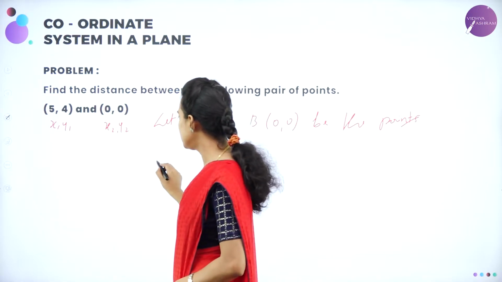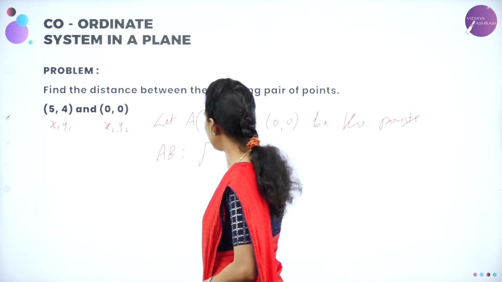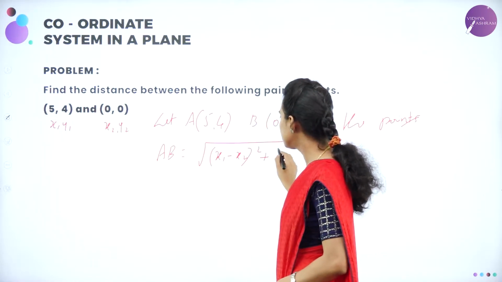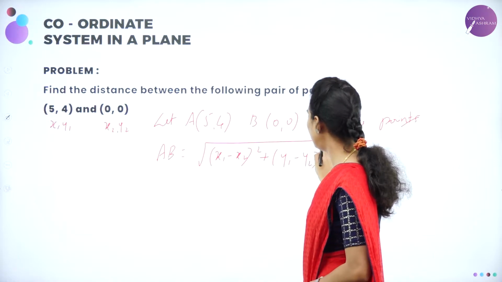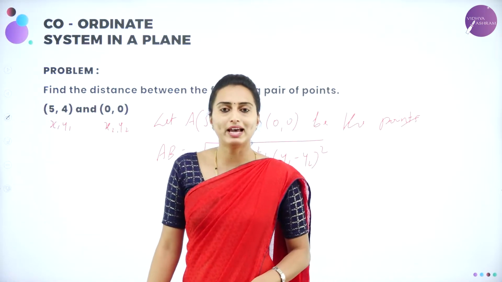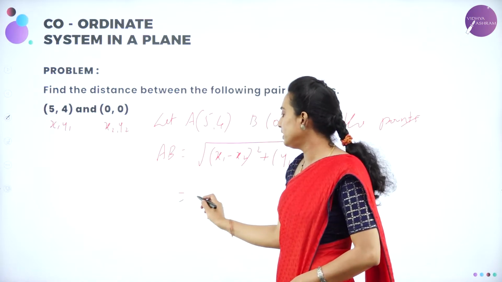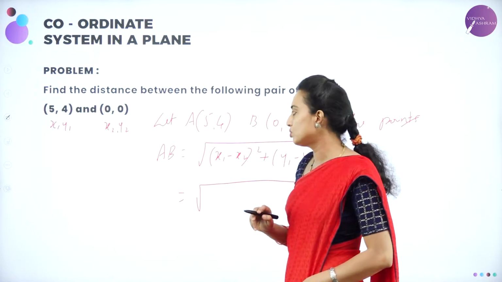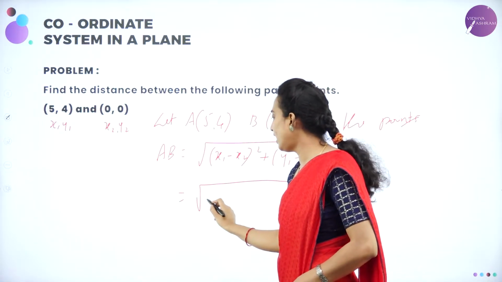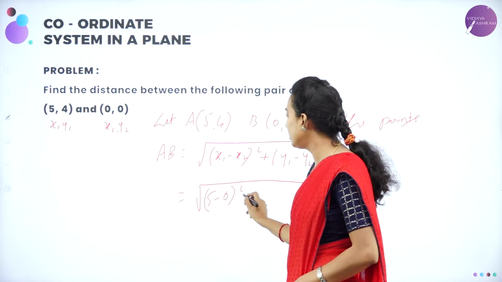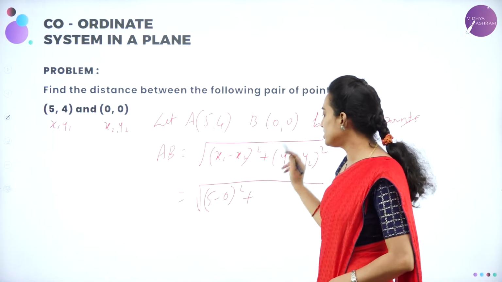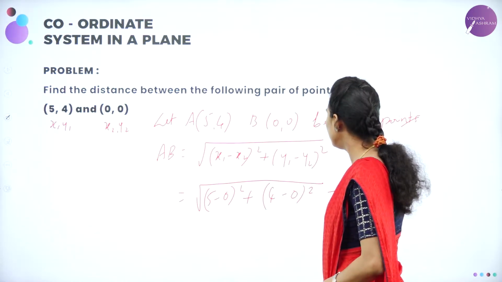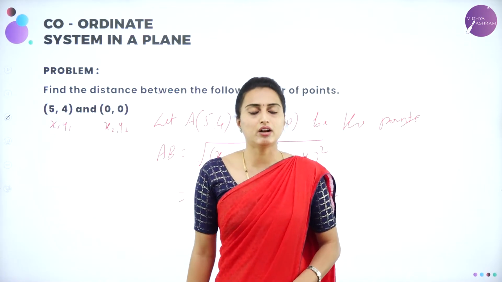So we know that the distance between A and B is given by the square root of (x1 minus x2) whole squared plus (y1 minus y2) whole squared, or (x2 minus x1) whole squared plus (y2 minus y1) whole squared. Accordingly, I have taken this as x1, y1 and this as x2, y2, so it is the square root of (5 minus 0) whole squared plus (4 minus 0) whole squared, correct?